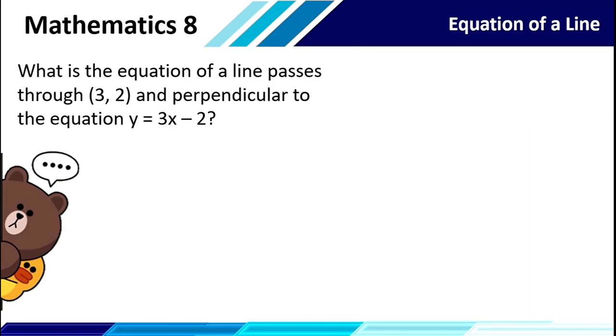Let's find an equation of the line that passes through 3, 2 and is perpendicular to the equation y equals 3x minus 2.